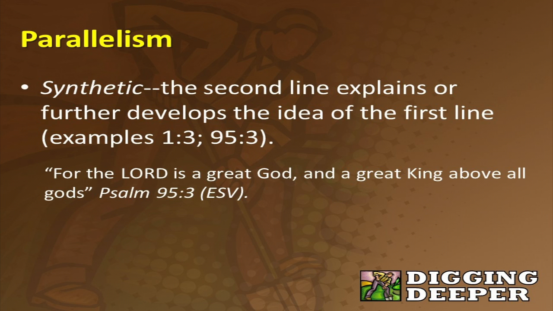The third type of parallelism is synthetic. In synthetic parallelism, the second line explains or further develops the idea of the first line. So, for example, Psalm 95:3, for the Lord is a great God and a great king above all gods.